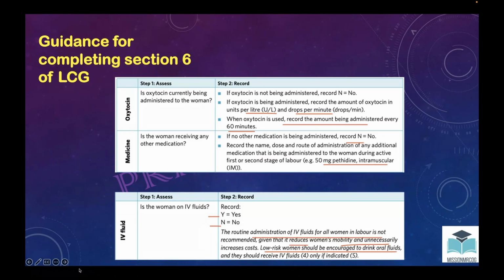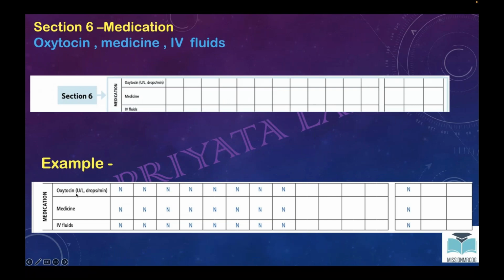Now this is the example. Looking at it, you can do the interpretation. The patient was not on any oxytocin in the first stage or second stage of labor. The patient was not on any medication in the first stage or second stage of labor. The patient was not receiving any fluid in the first stage or second stage of labor. So interpretation is a must. By looking at the labor care guide, you will be able to see what is happening.